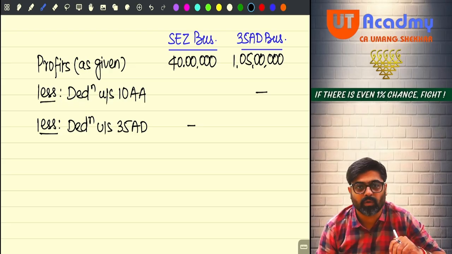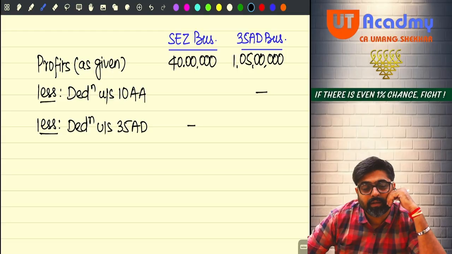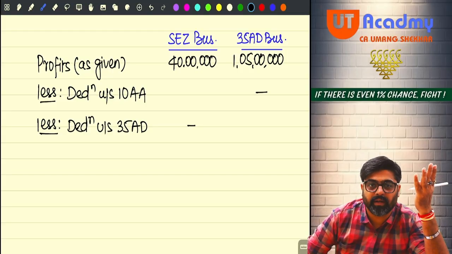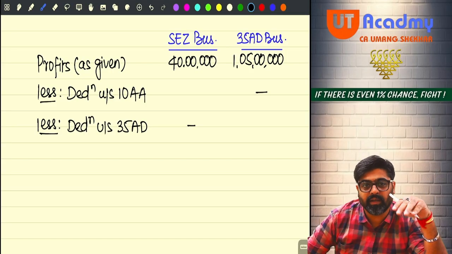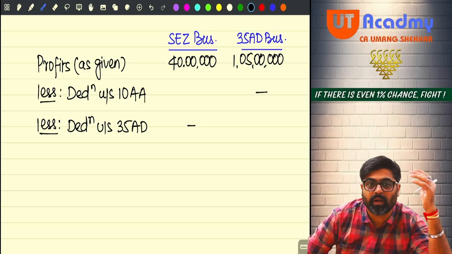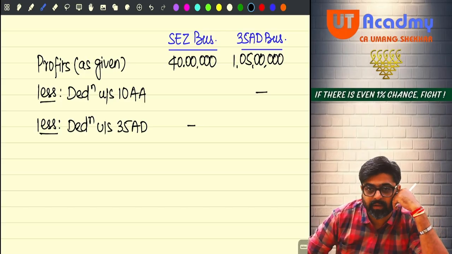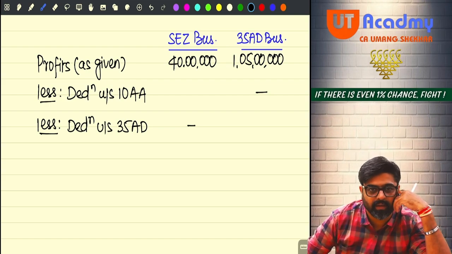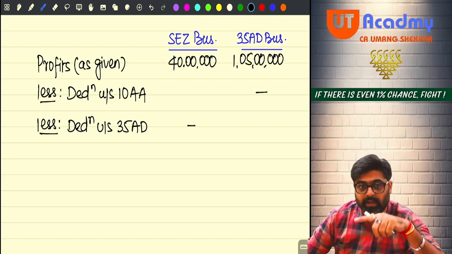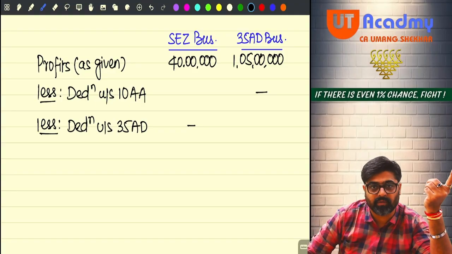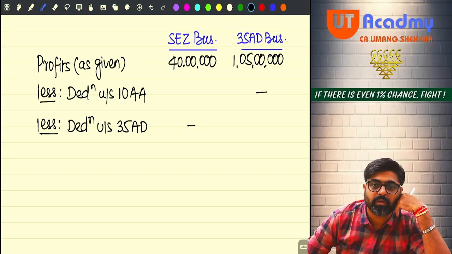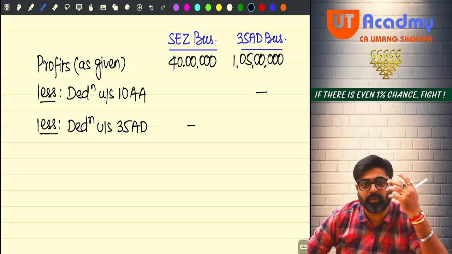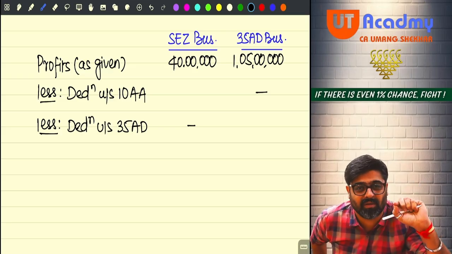Somebody might have a doubt. Sir, you only said while teaching 35AD that if you are claiming 35AD, you cannot claim 10AA, you cannot claim 80IA to 80RRB, Part C deductions of Chapter VIA. If you are claiming 80IA to 80RRB or 10AA, then you cannot claim 35AD. But in this question, you are claiming both. How is it possible? Sir, they are talking about the same business.